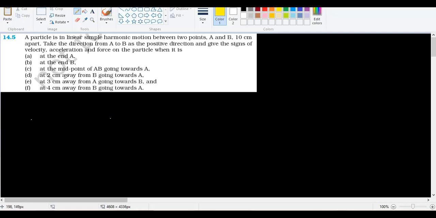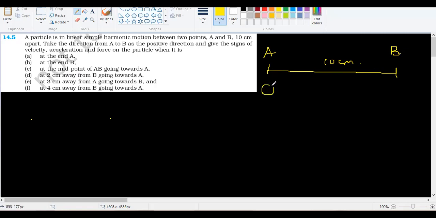A particle is in linear simple harmonic motion between two points A and B, 10 centimeters apart. So you have A and B, 10 centimeters apart. Take the direction from A to B as the positive direction. Give the signs of velocity, acceleration, and force on the particle when it is at the end A.